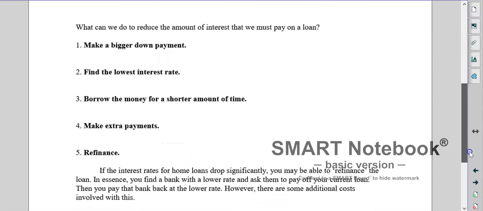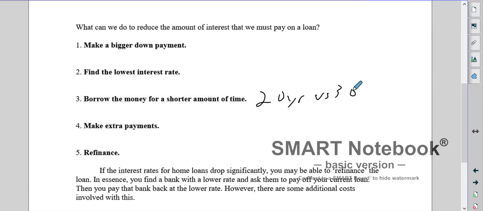So what can you do to reduce the amount of interest we pay back on a loan? Whether it's a small car loan for a few years or a house loan for 30 years. Well, first off, make a bigger down payment. That will help you. Obviously, you always want to shop around for the lowest interest rate. If you can borrow for a shorter amount of time and have a bigger payment, so like instead of a 30-year loan, do 20 years instead. Now, that will make your payment go up. So in the short term, month to month, you're paying more. But in the long term, you will pay the bank back way less interest.